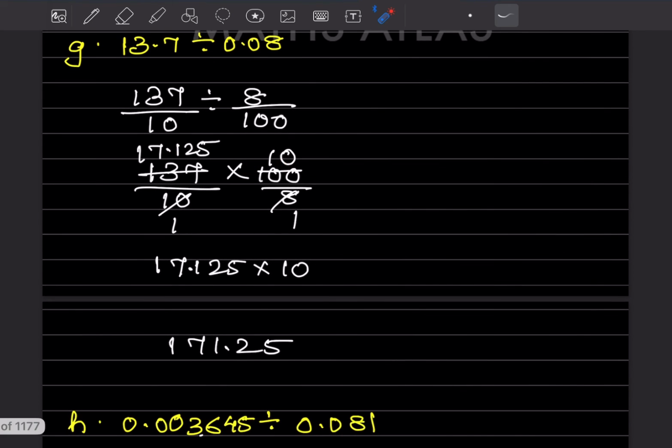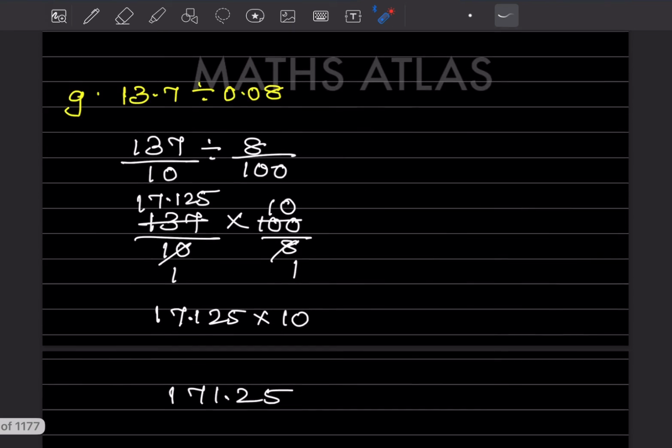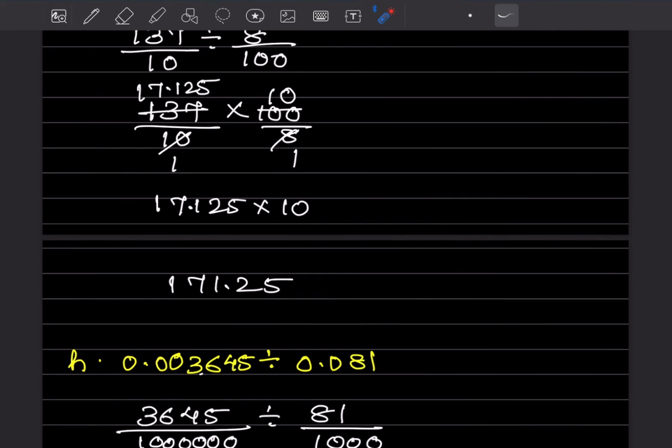So this is multiplied by 10. That was in the first case, that was divided by 10. This is multiplied by 10. Means the decimal is over here, so this will go 1 forward. So that will be 171.25. When it is multiplied, it will go 1 forward.